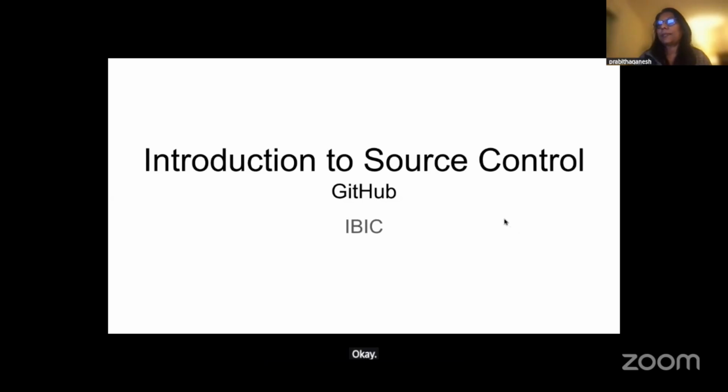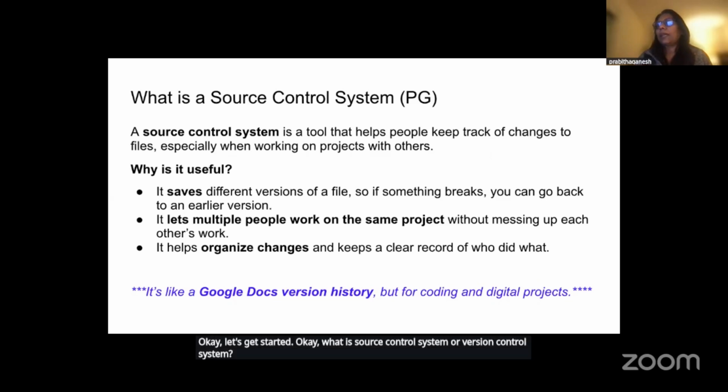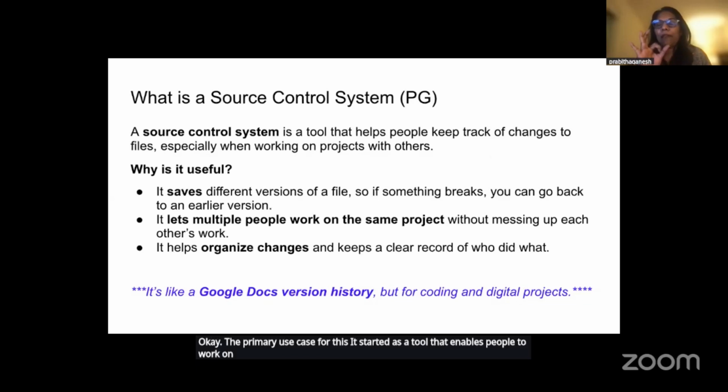Okay, let's get started. What is a source control system or version control system? The primary use case is that it started as a tool that enables people to work on a single functionality without overwriting other people's writes. What does that mean? A very simple example came to my mind.